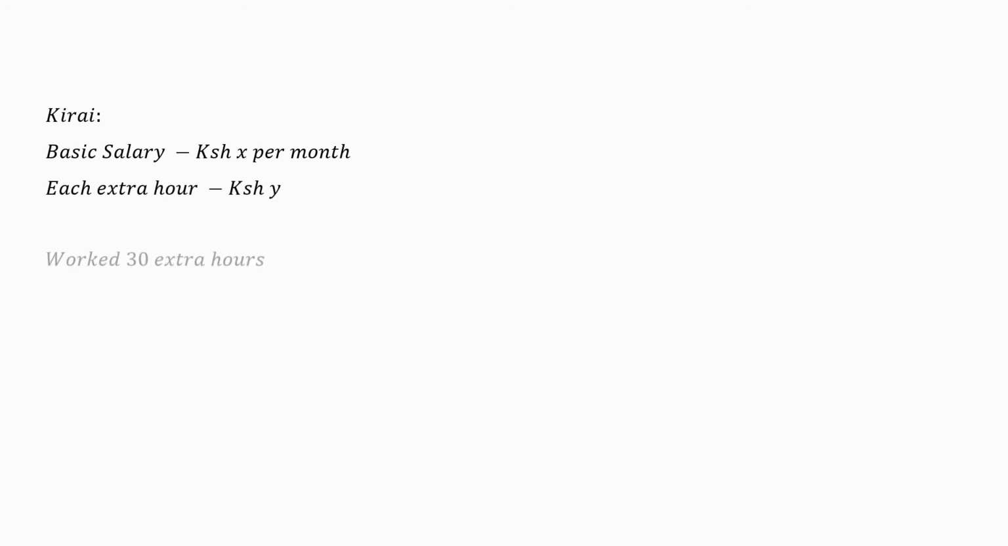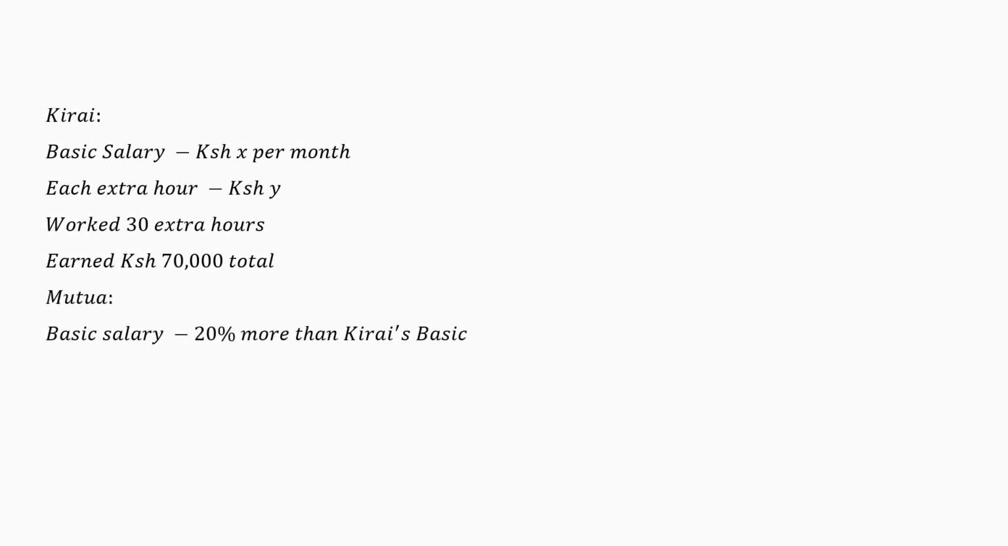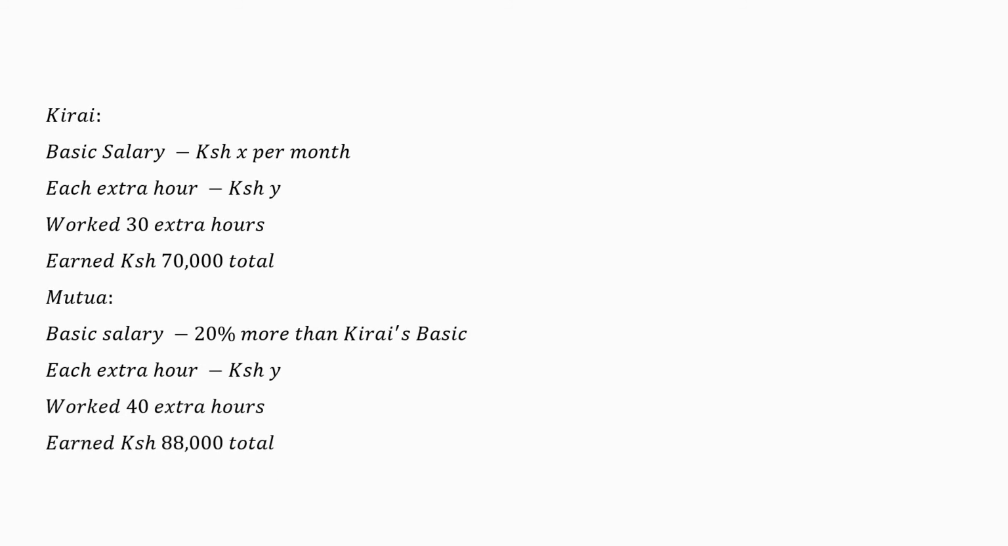So for Kirai, the basic salary was X Kenya shillings per month, and he earned Y Kenya shillings for each extra hour. In 1 month, he worked 30 extra hours and the total salary was 70,000. Then for Mutua, the basic salary was 20% more than Kirai's. Each extra hour was Y shillings. He worked an extra 40 hours and earned 88,000 in that month.